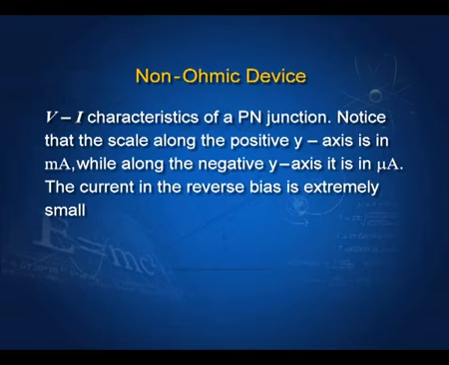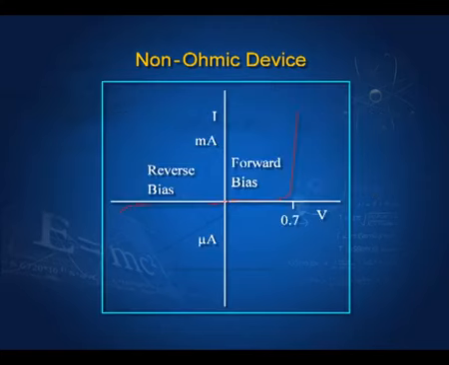Non-ohmic devices are those where the relationship between I and V is not linear, as in this case. This is a p-n junction. There the relation between I and V is not linear. Therefore, it is a non-ohmic device.